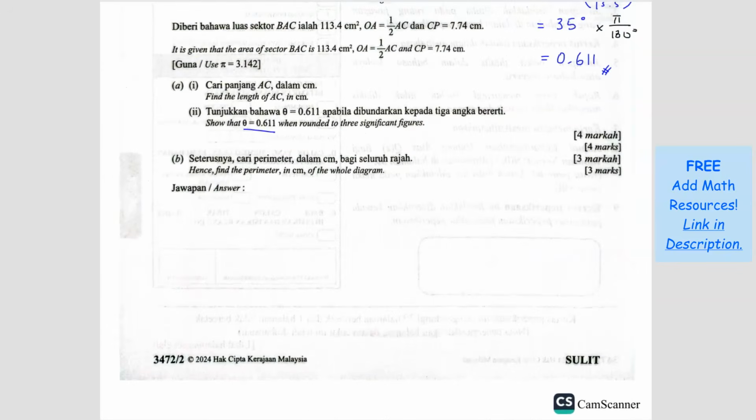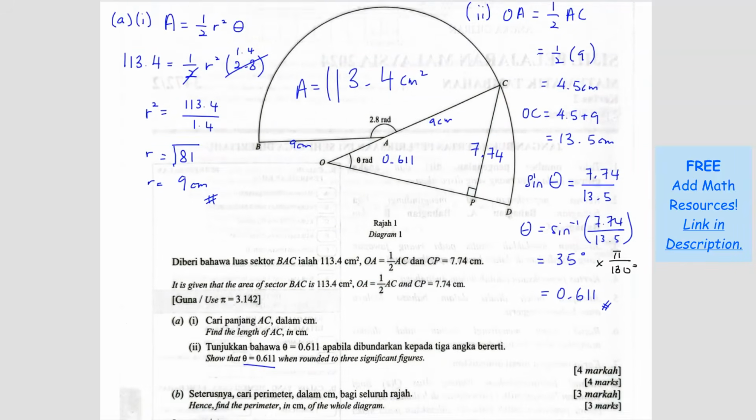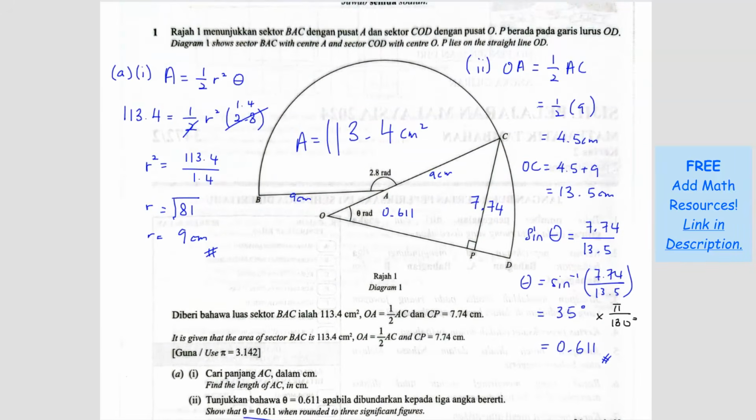Question B, find the perimeter of the whole diagram. If you want to find the perimeter, let's label all the sides first. So we already have this 9 cm. We have to find the arc, and we have to find this arc as well, CD, because this is a sector here. We can find the arc of that sector. And what else? We need to also find this.